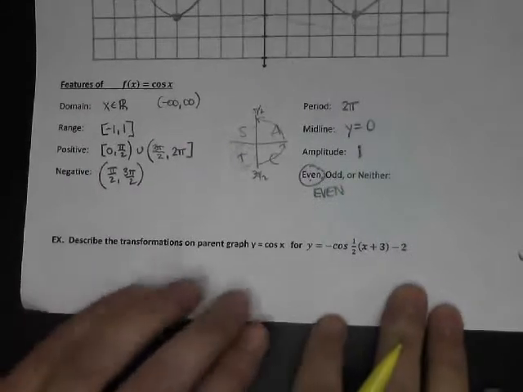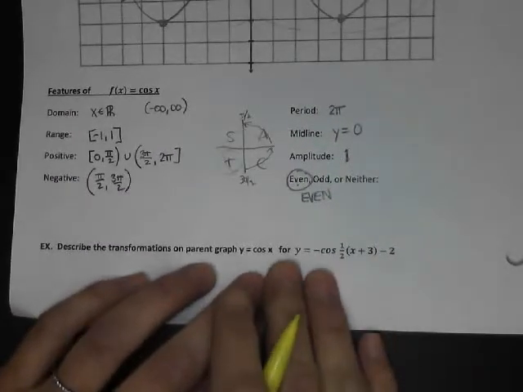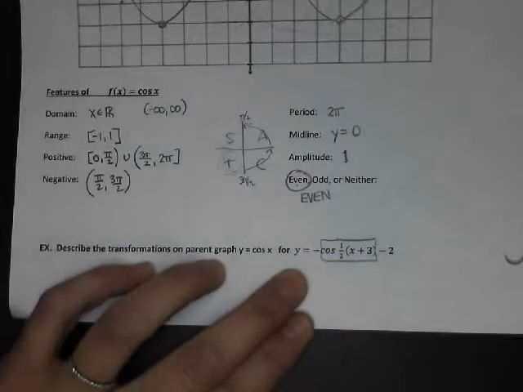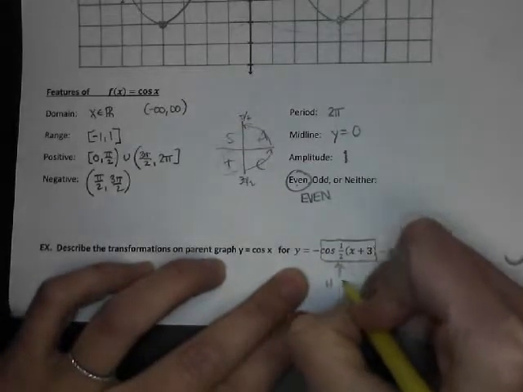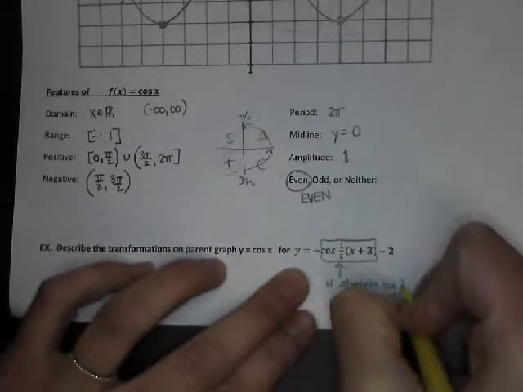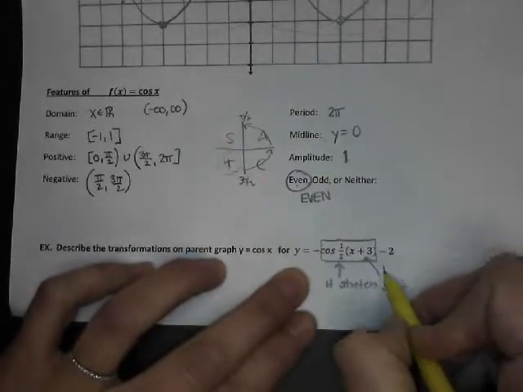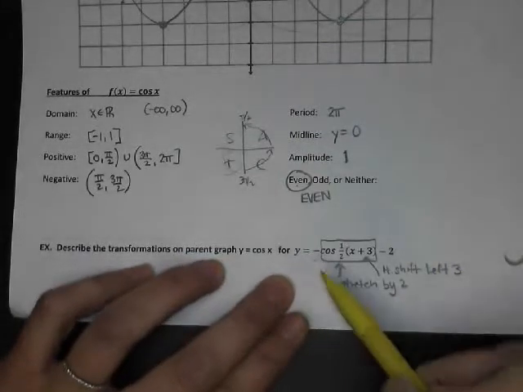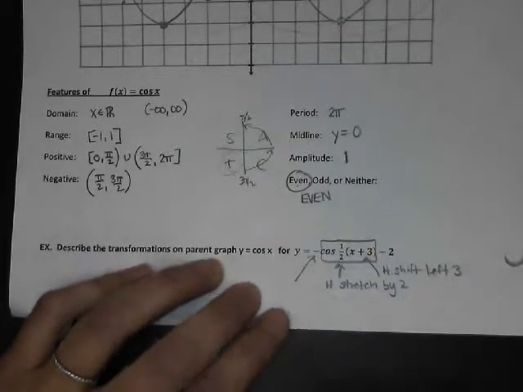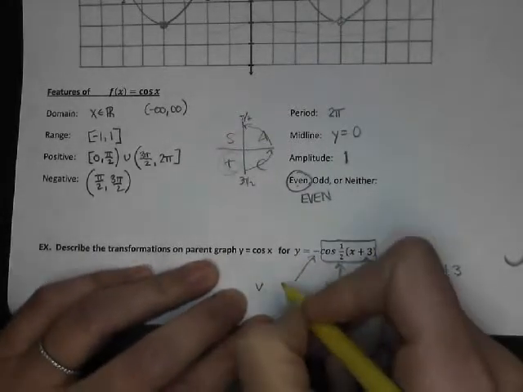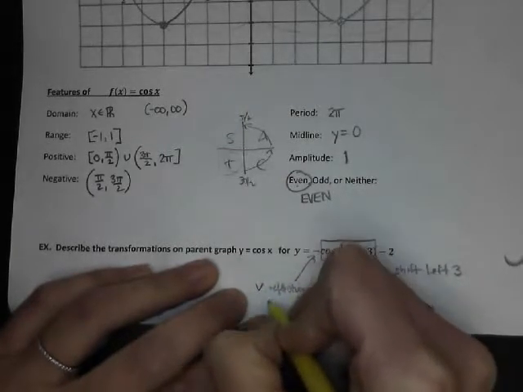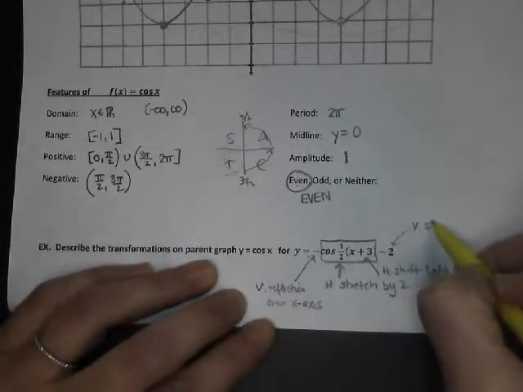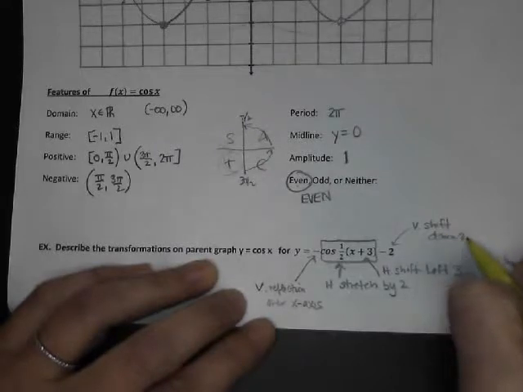And then down below I have another describe the transformation. So again, I have every transformation pretty much under the sun here. I'm going to start on the inside of the cosine because all of this stuff is horizontal. That's a horizontal stretch by 2. This is a horizontal shift left 3. When you go to the outside, negating. Outside is vertical. Negating means reflection. So it's a vertical reflection over the x-axis. And this is a vertical shift down 2.